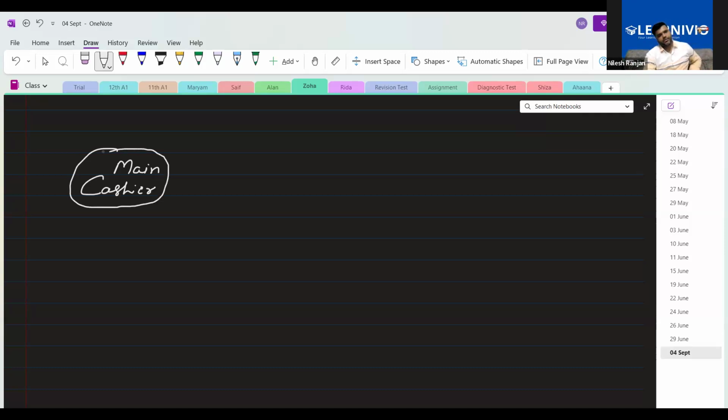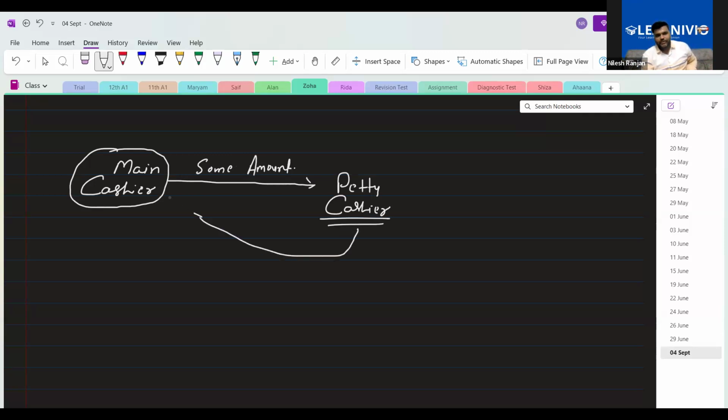Now, if the business is big, then he will get an assistant, and that person will be called the petty cashier. He will give some amount at the beginning of every month or specific time period, whatever it is, to the petty cashier to spend on all the small expenses and make a record. At the end of that time period, the petty cashier will submit the report and tell the main cashier how much money he has left.